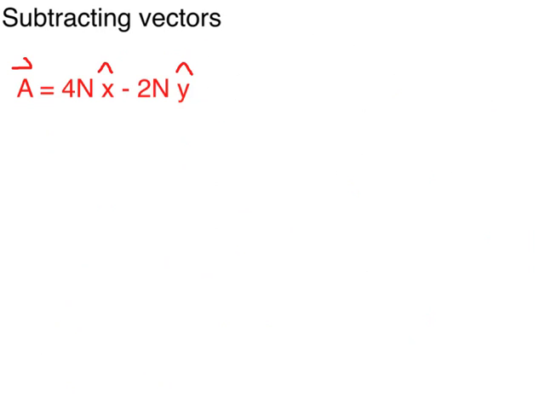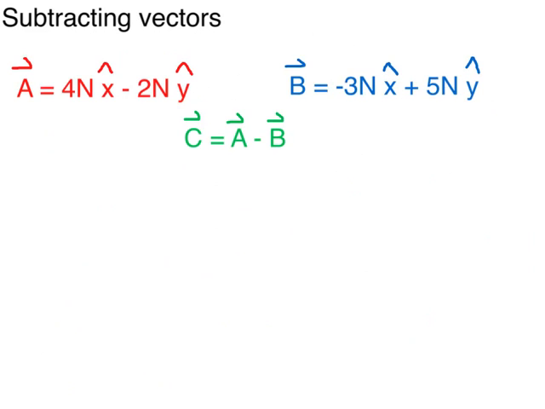As an example, let's assume that we have the vector a, which represents some force. This vector a is 4 newtons of force in the x direction and negative 2 newtons of force in the y direction. Let's also introduce another force vector b, which is minus 3 newtons in the x direction and 5 newtons in the y direction. Now say we're interested in the difference of a and b, or a minus b, and we'll call this result c.